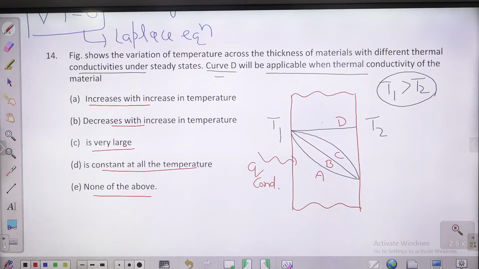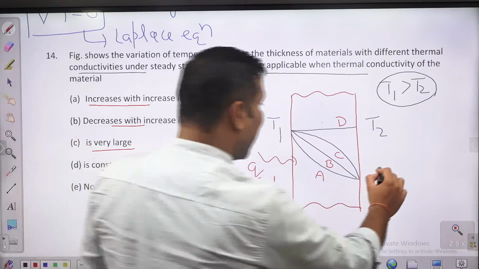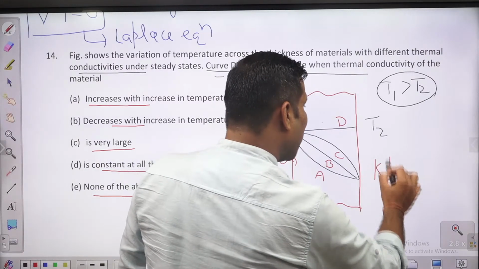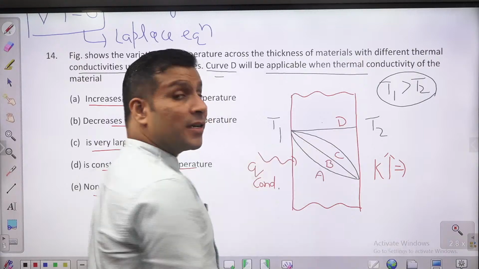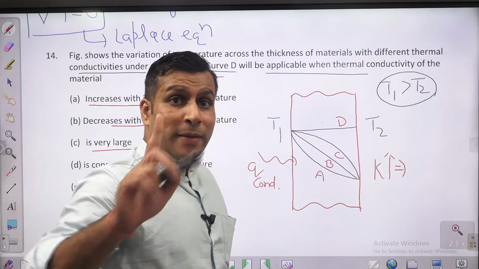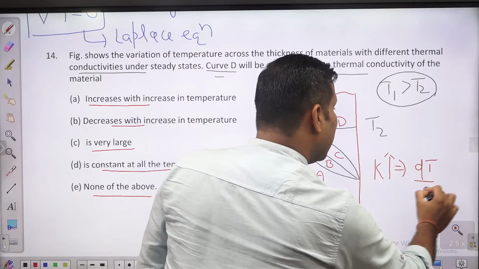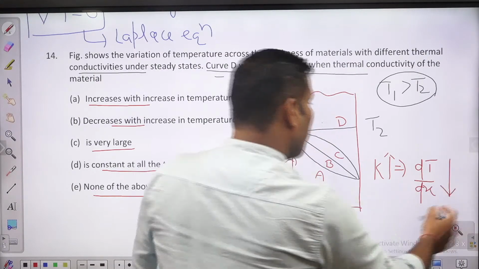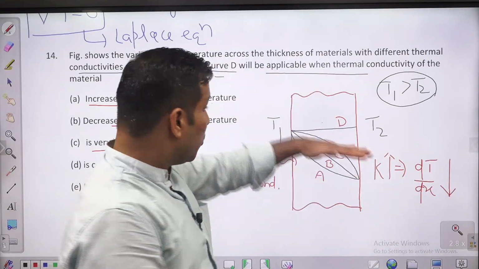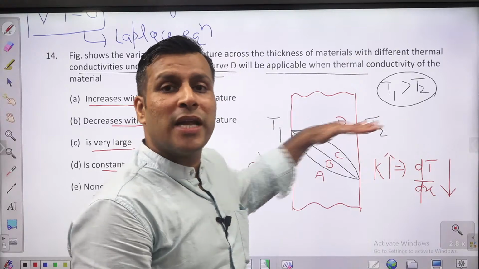Guys, D belongs to, you know, when the conductivity is very high, what happens? The temperature gradient is very less. So if a material is having very high conductivity, the temperature gradient dT by dx will be very, very less. More is the conductivity, less is the temperature gradient. So you can check it here. This is almost like a straight line.